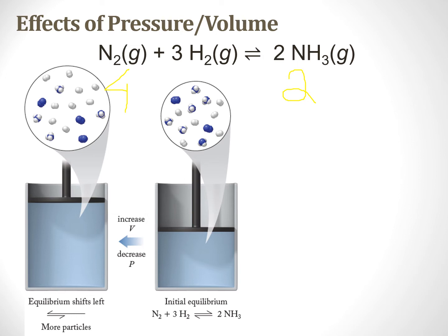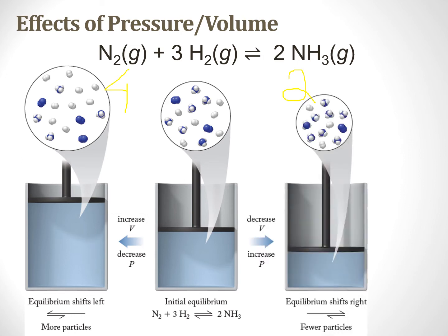If we decrease the pressure by expanding, then we would favor the reactants, nitrogen and hydrogen, because on that side there are 4 moles. So we expand, we increase the volume, the pressure drops, we favor the reverse reaction, we have 4 moles instead of 2, and the pressure goes up again.